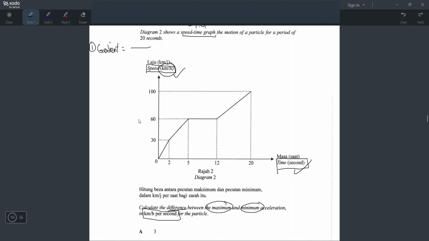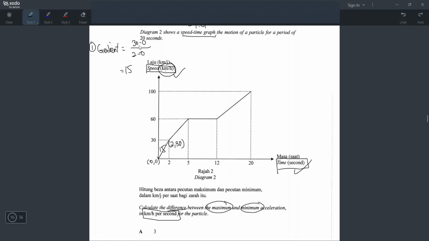For the first line, when I find the gradient, I need 2 points. The first point on this line is 0, 0. Another point we use here is 2, 30. The formula for gradient is y minus y, 30 minus 0, divided by x minus x, 2 minus 0. So I'll end up with 15. It means that the acceleration here is 15 kilometer per hour per second.